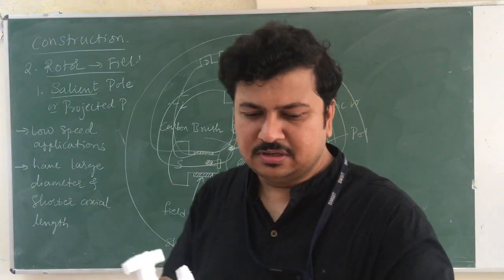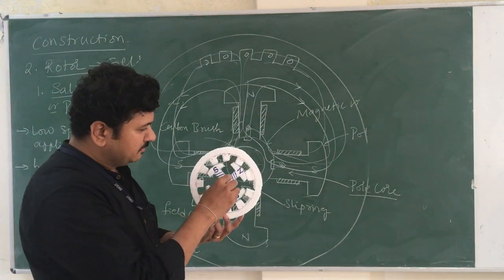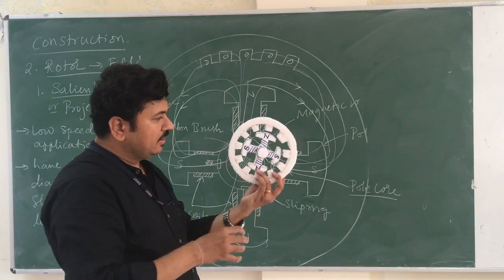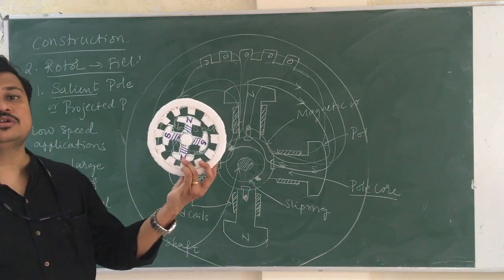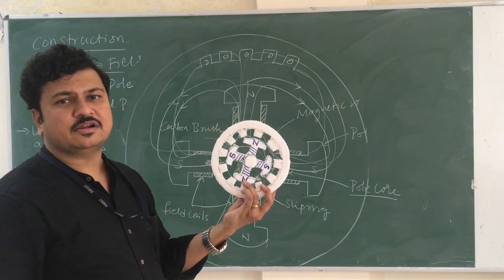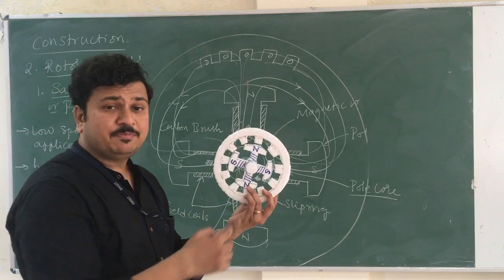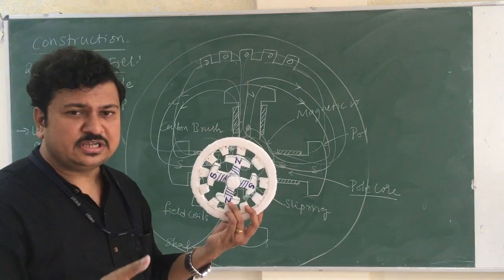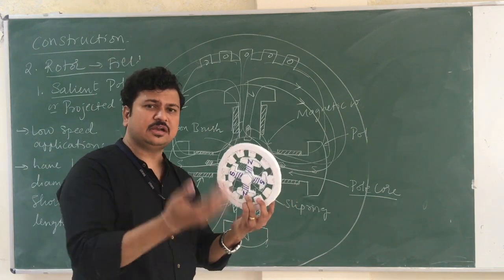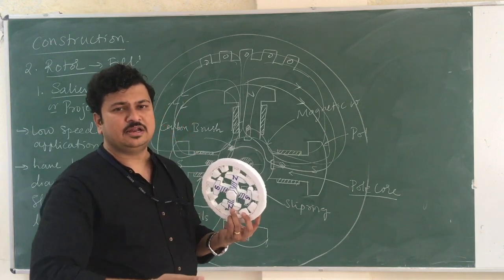Now when this rotor is kept inside the stator, this is how the complete alternator looks like. The rotor is placed inside the stator. Now when I provide mechanical energy to the generator, what is a generator? A generator is a machine that takes mechanical energy and gives electrical energy. So it is an energy converter from mechanical to electrical energy.